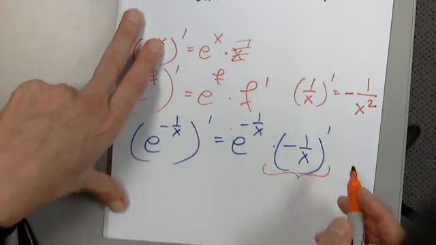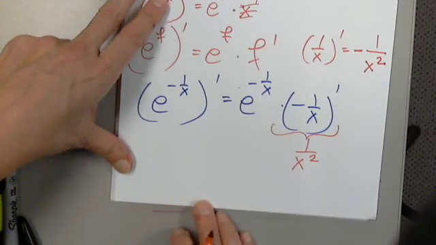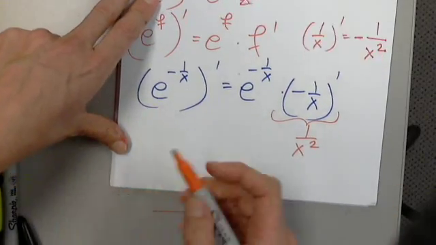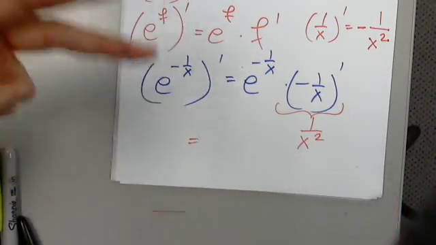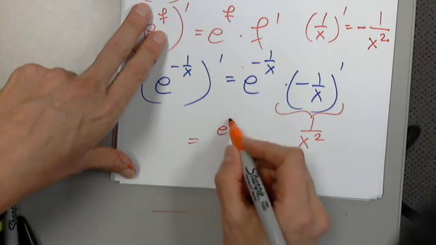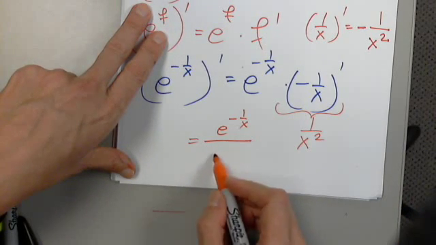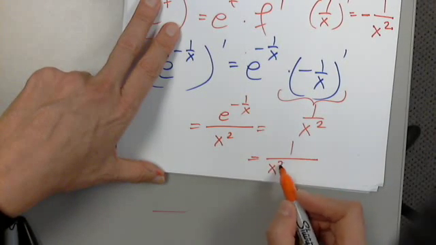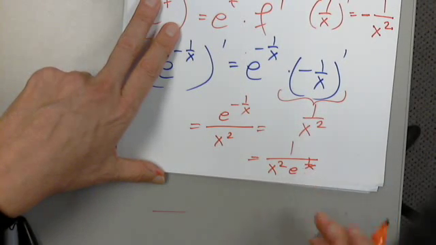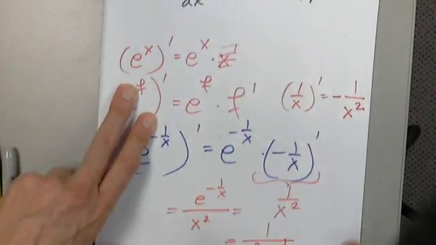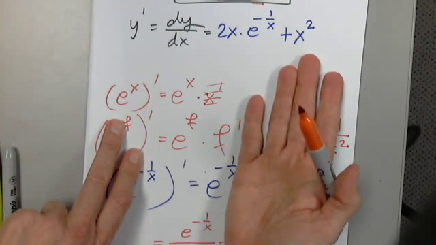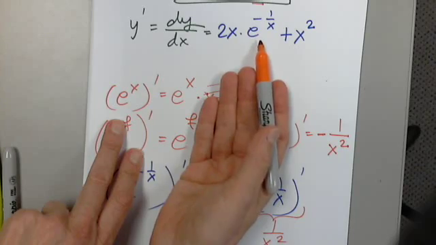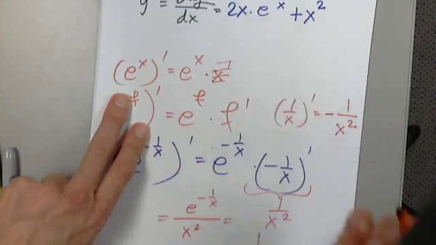That's it. So this will be 1 over x squared. So the derivative of this, you can write it in several ways. You can write it as e to negative x divided by x squared, or you can write it as 1 over x squared e to 1 over x. Whatever you want. But I haven't finished. Since I have e to negative 1 over x, I'd rather keep that.